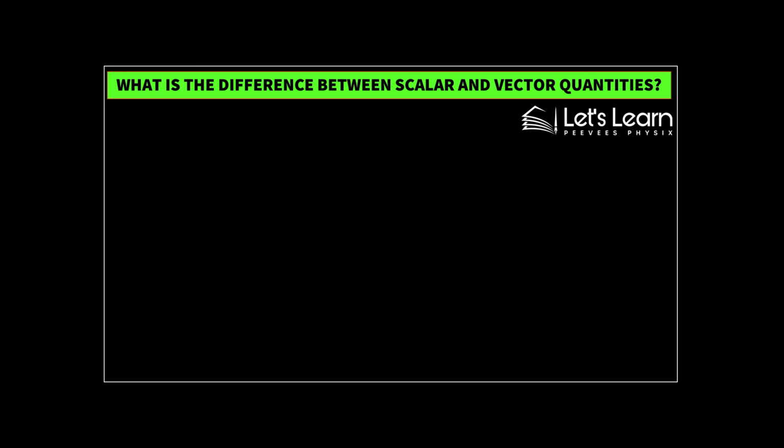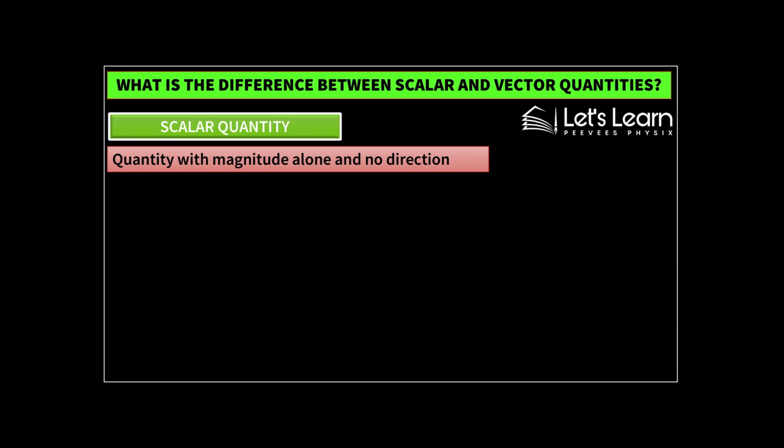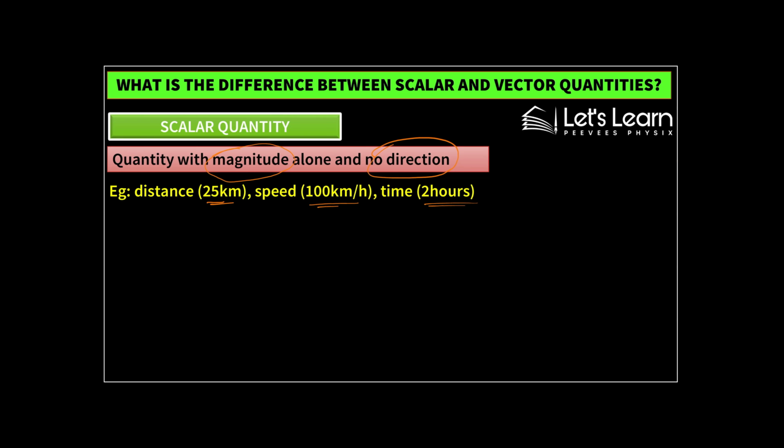We move on to the difference between scalar and vector. In physics, we can classify quantities into scalar and vector. What's a scalar quantity? A quantity that has only a magnitude with no direction. Look at the quantities given here. Distance has only a magnitude, 25 km. Speed has 100 km per hour. Time has a magnitude of 2 hours. It doesn't say anything about direction. So these quantities we call scalar, which is only magnitude but no direction.